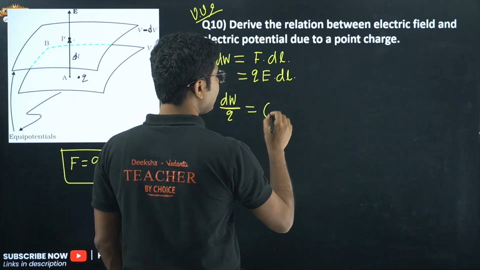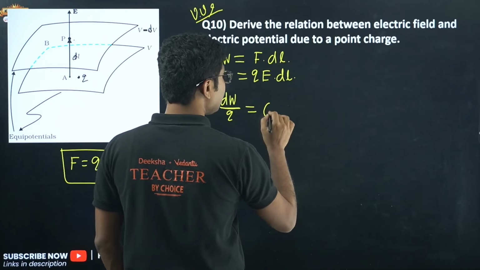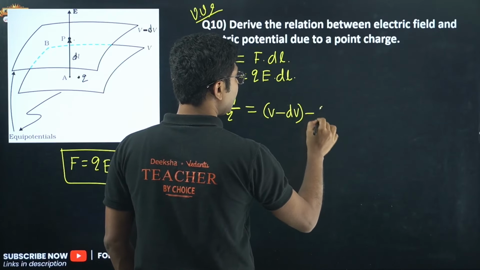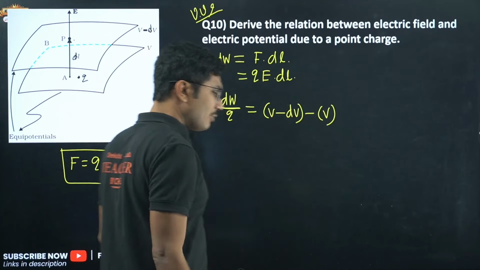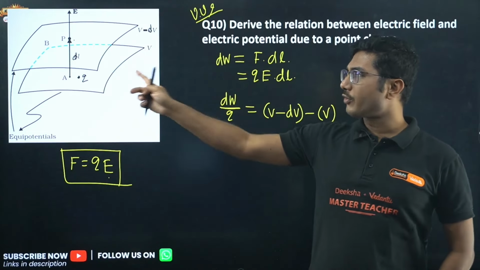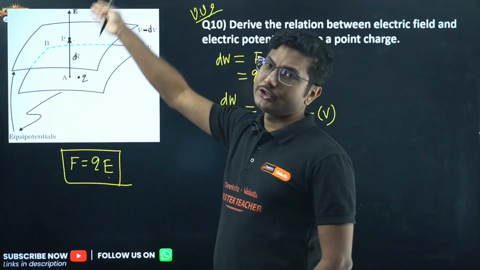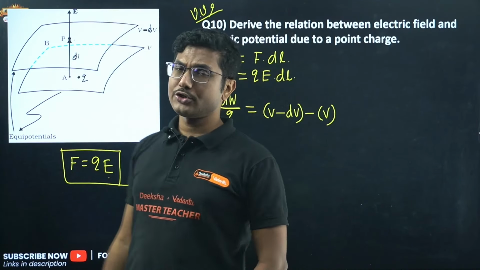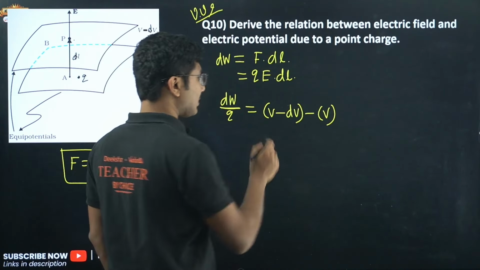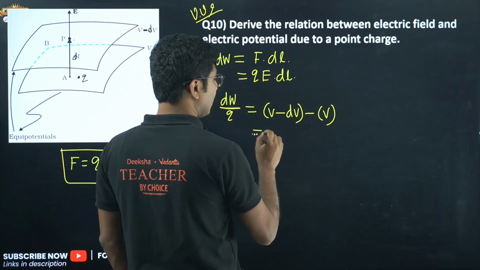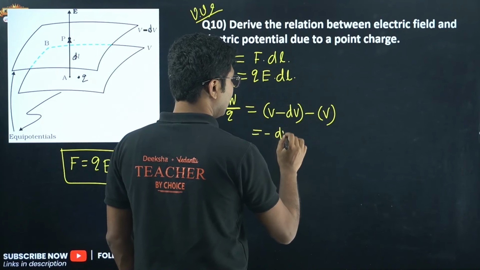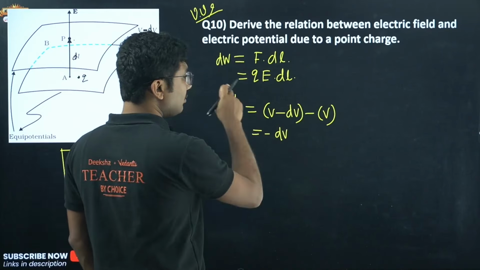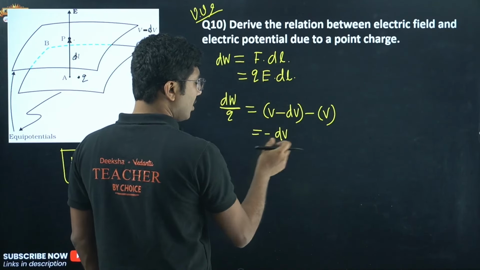What is change in potential? Final potential is V minus dV, and initial potential is V. Now why is this minus? Because the electric field always points from higher potential to lower potential. The direction of electric field is always from higher potential to lower potential. That's why there is a minus over here. So it will be minus dV. So minus dV is the potential difference. So dW by Q is potential difference.